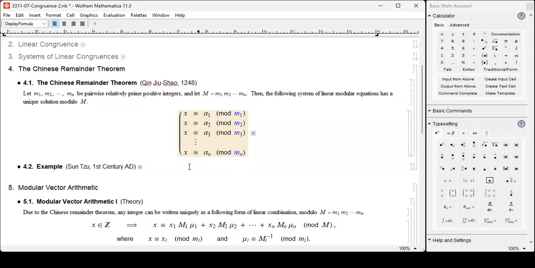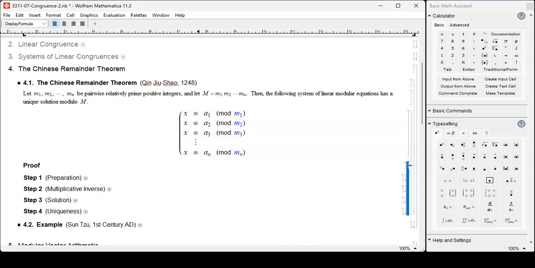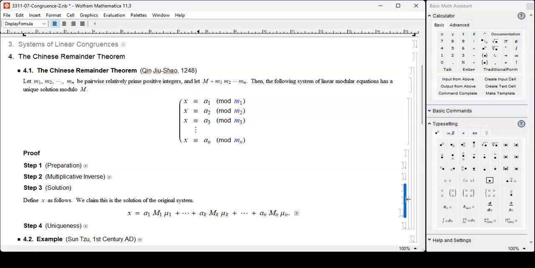So there are multiple x values that satisfy the system, but the difference is a multiple of capital M. And then if you restrict to whole numbers less than capital M, from 0, 1, 2, 3, and so on, up to capital M minus 1, then the solution is indeed unique. That's the Chinese remainder theorem, and the unique solution looks like this.